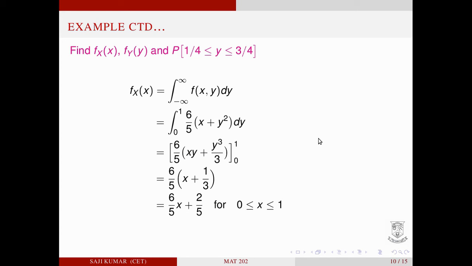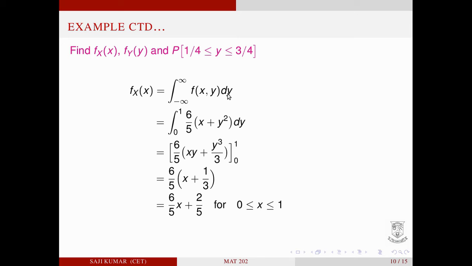Now from the previous example, we can also compute the marginal probability density functions fx of x, fy of y, and we can evaluate one probability that 1 by 4 less than or equal to y less than or equal to 3 by 4. So according to definition, the marginal probability density function fx of x equal to integral minus infinity to infinity f of x comma y dy. See, for the marginal density function of x, we are integrating the joint probability density function with respect to y over the whole number line.